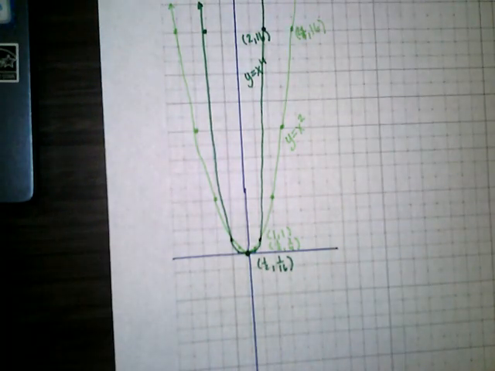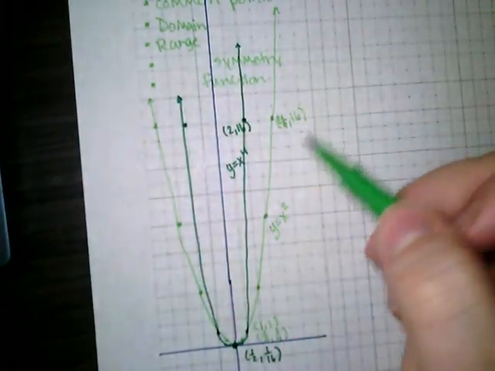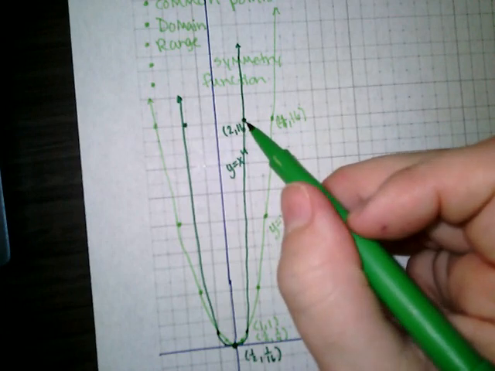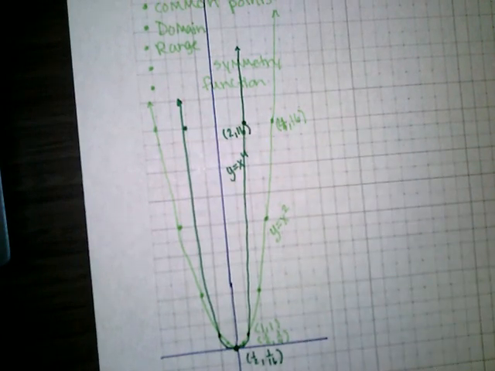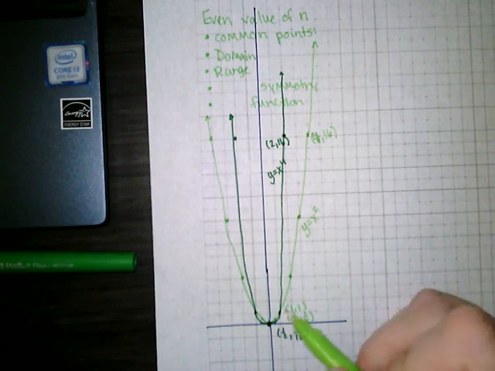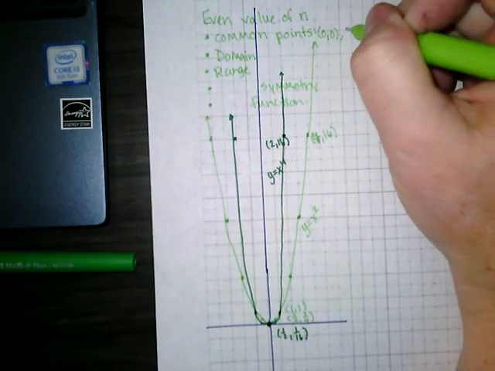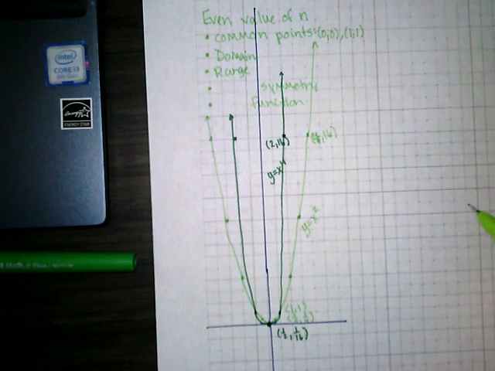Oops, kind of missed my point a little bit. That's okay. So here's a comparison of y equals x squared and y equals x to the 4th. What do they have in common? What points do they have in common? They both had that vertex at (0, 0), and they both went through (1, 1). So common points: (0, 0) and (1, 1).